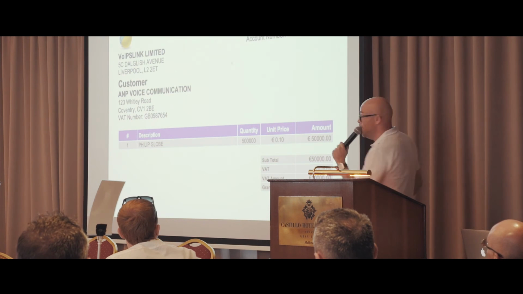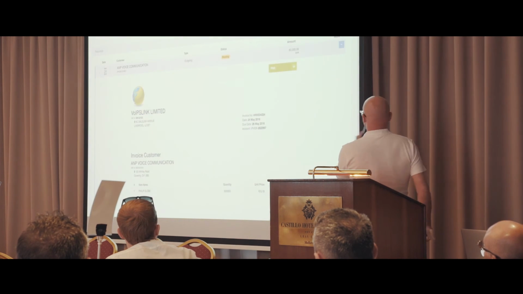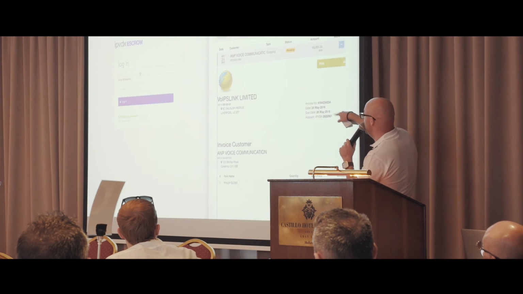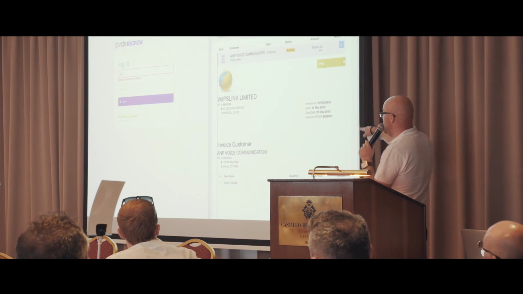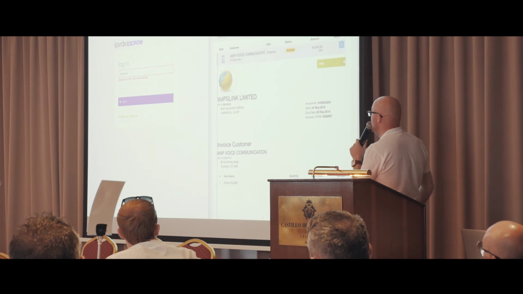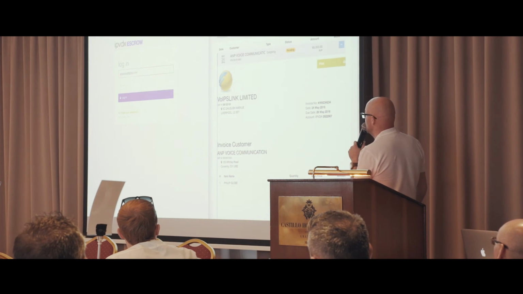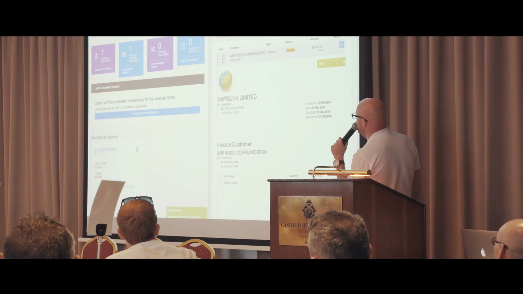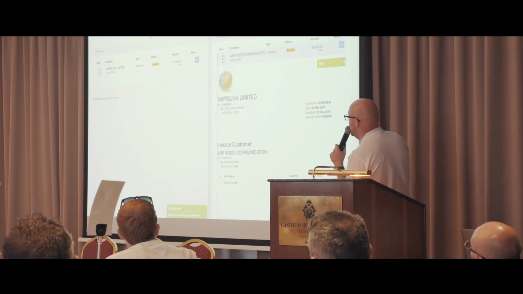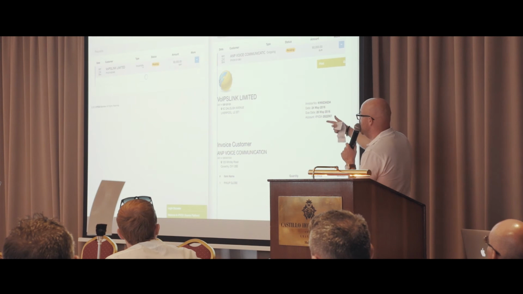Okay, moving on. So now this invoice has gone to AMP, because that's the client that we've sent it to. He's just logging in now. Okay, so there it is, and you can see he's got a pending payment request. So now he's going to look at the invoice.